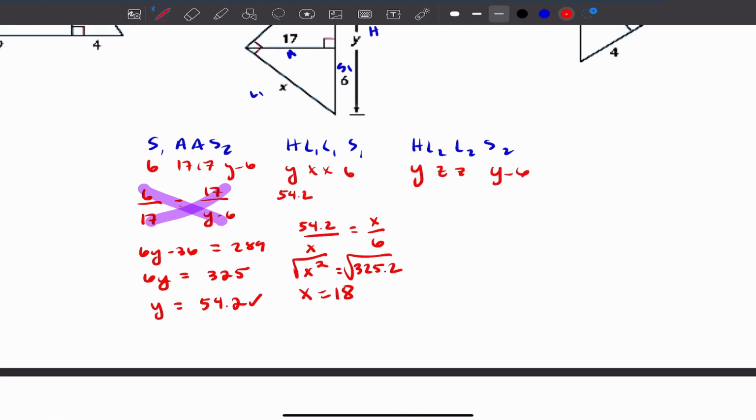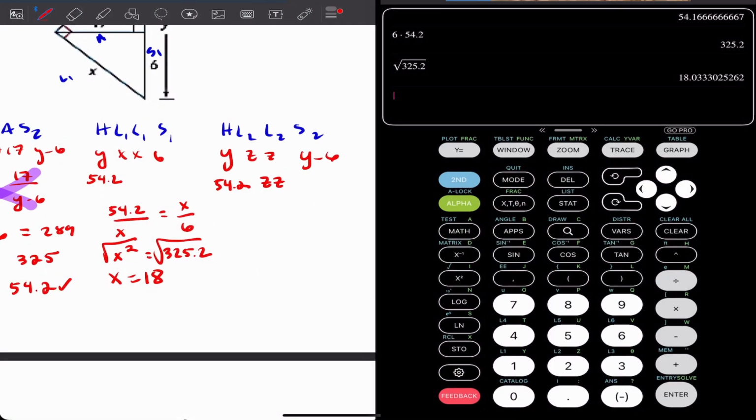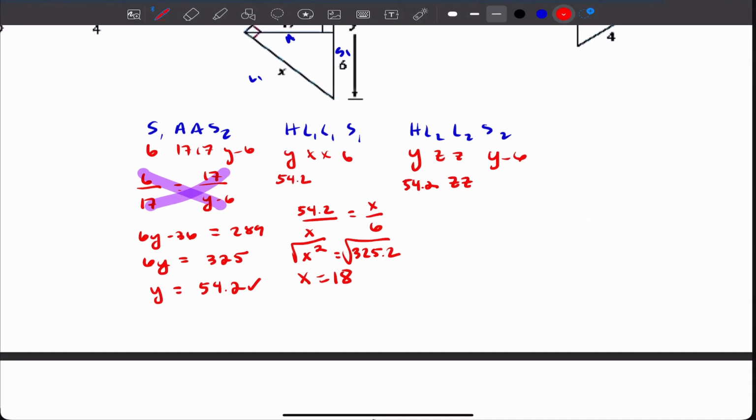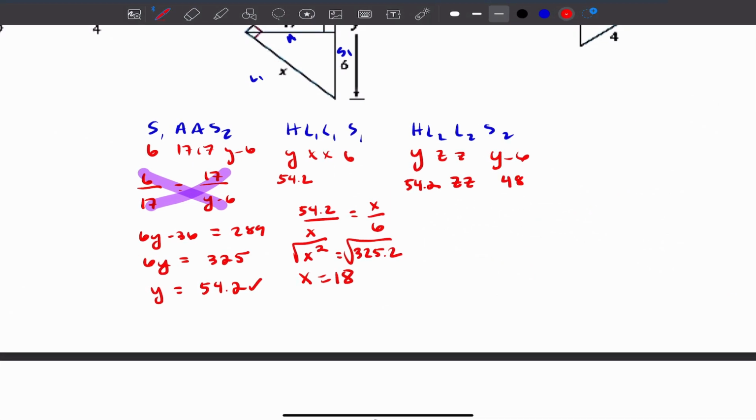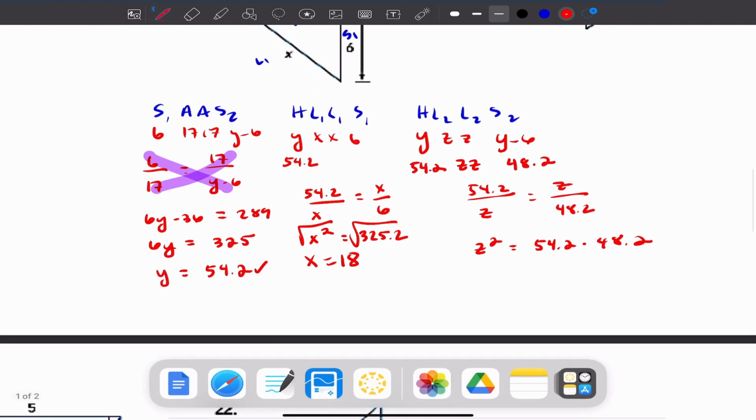Okay? So now let me figure out what z is. We already know what y is, that's 54.2, and we don't know what z is, that's what we're trying to solve for. Then we have 54.2 minus 6, and that's 48.2. So I have 54.2 over z equals z over 48.2. So z squared equals 54.2 times 48.2.